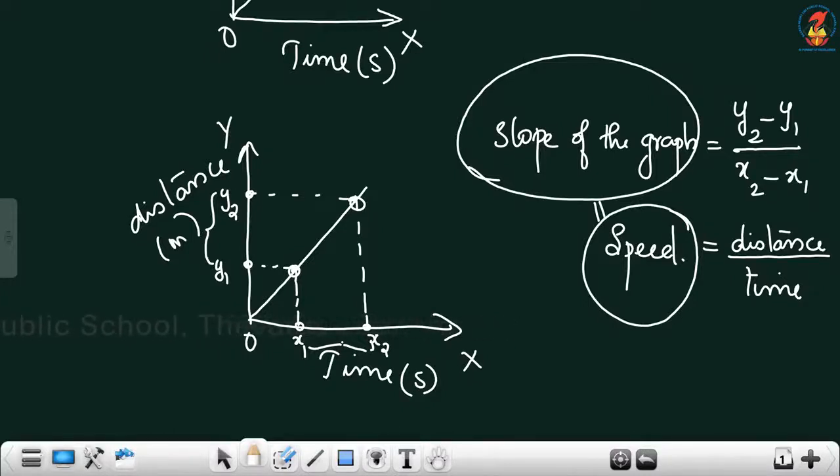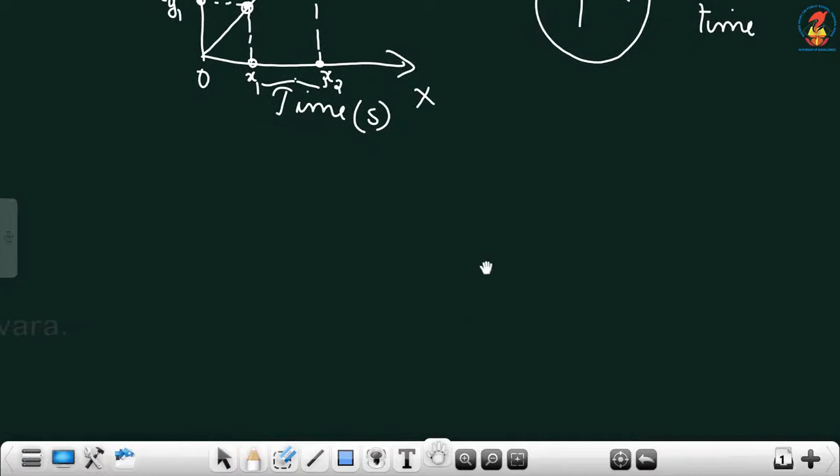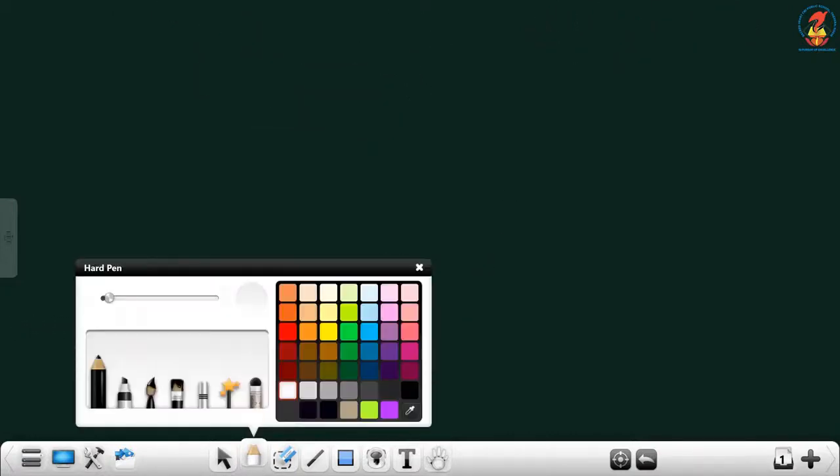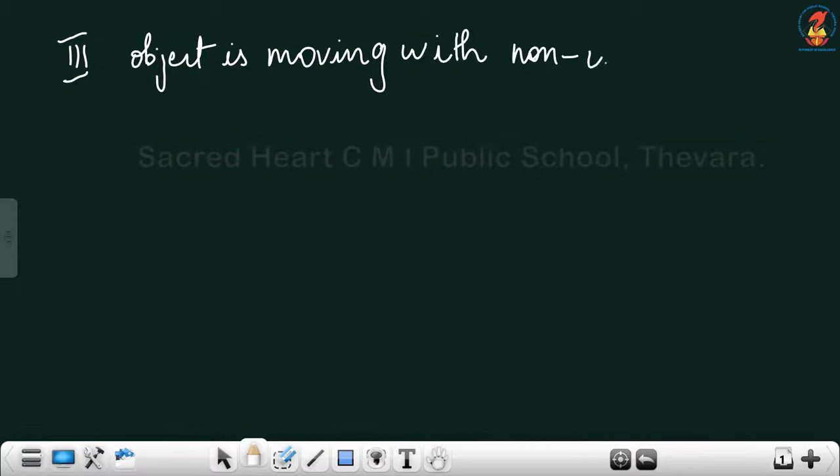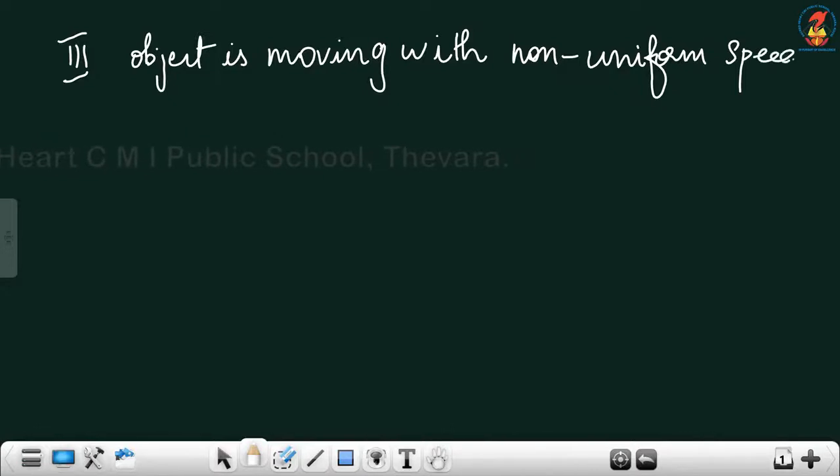Okay. So, one more distance-time graph is there for you to study. That is the third one. Object is moving with non-uniform speed, which means the speed is not constant.